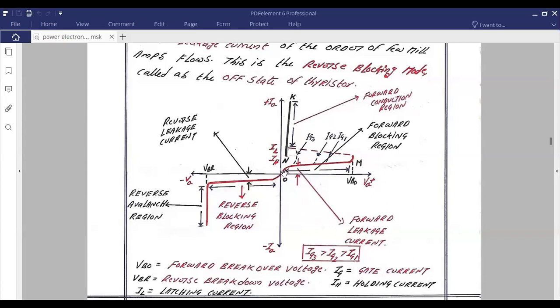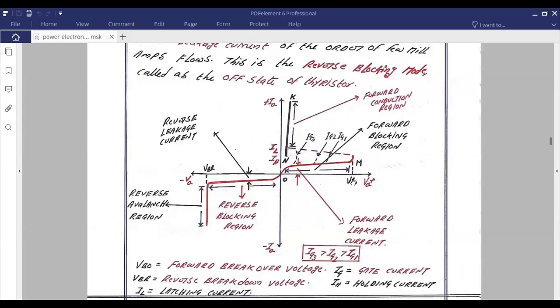So from point O to this particular point M, the region represented in this red curve represents the forward blocking region. Then at this particular point of the curve, you are going to have one voltage value, VB0. This VB0 is going to be termed the forward breakover voltage.